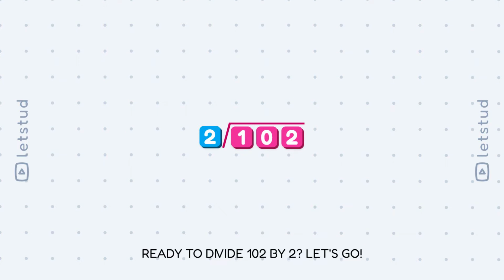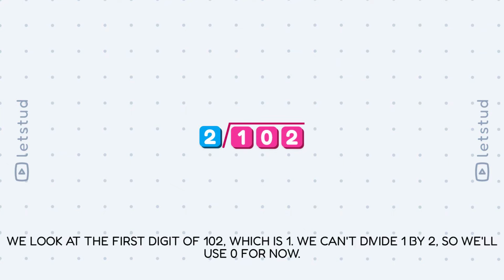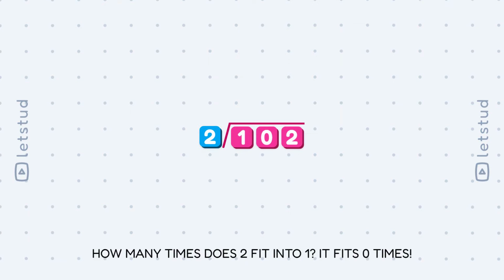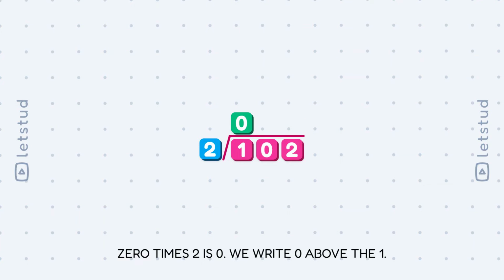Ready to divide 102 by 2? Let's go. We look at the first digit of 102, which is 1. We can't divide 1 by 2, so we'll use 0 for now. How many times does 2 fit into 1? It fits 0 times. 0 times 2 is 0. We write 0 above the 1.